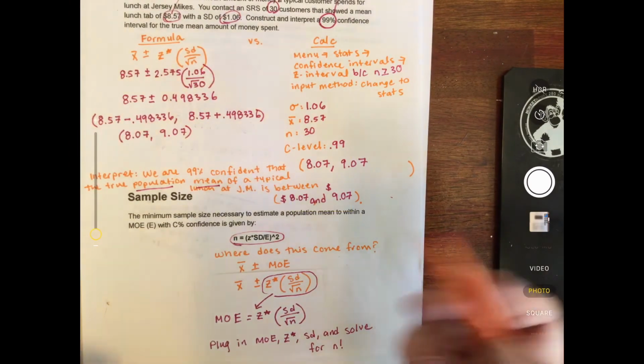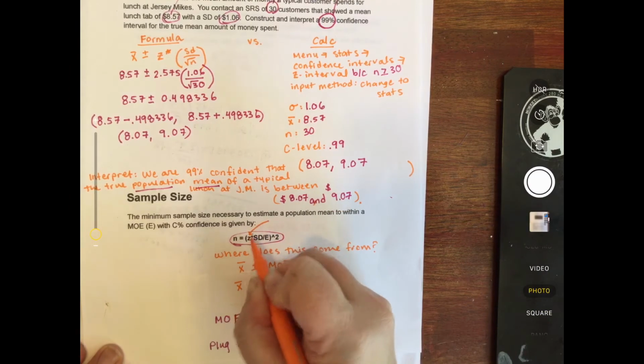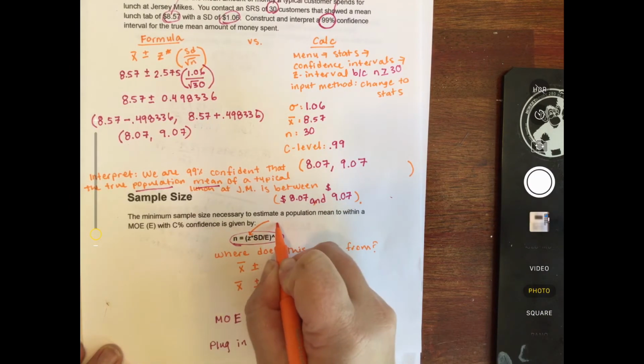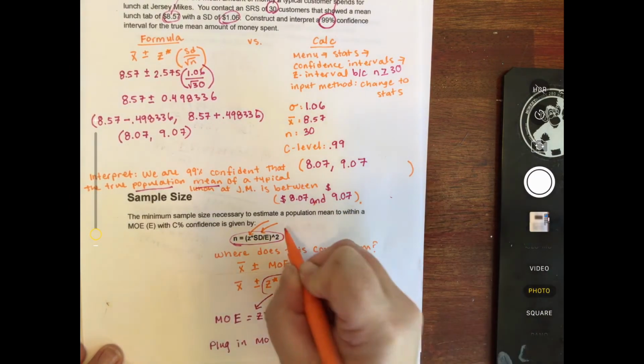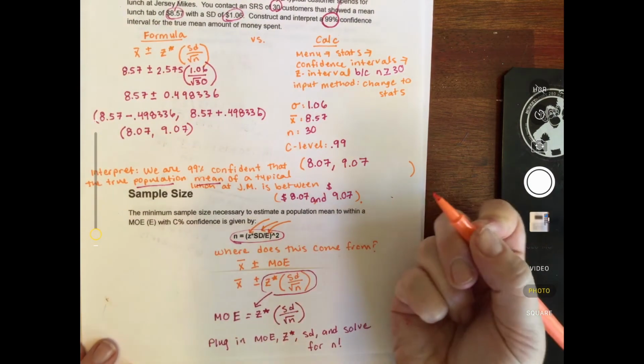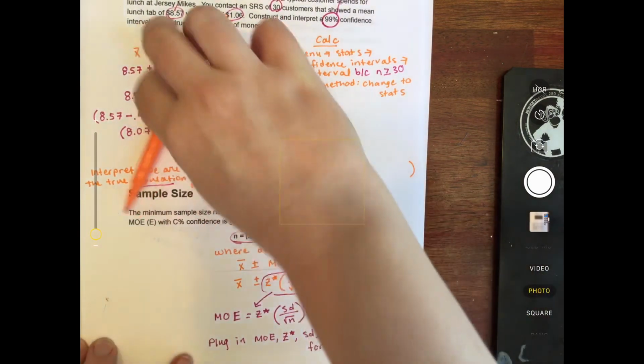You would be given the confidence level, so you'd be able to find the z critical value. You're given the standard deviation, and you're given the error. Well, where does this formula come from?